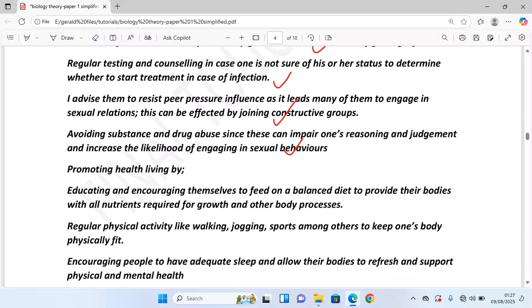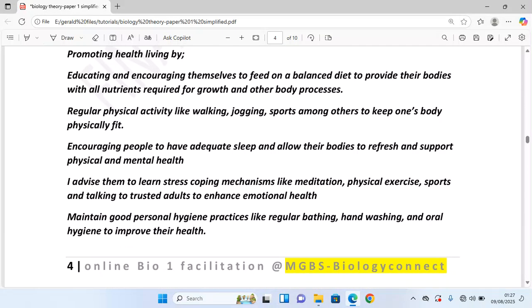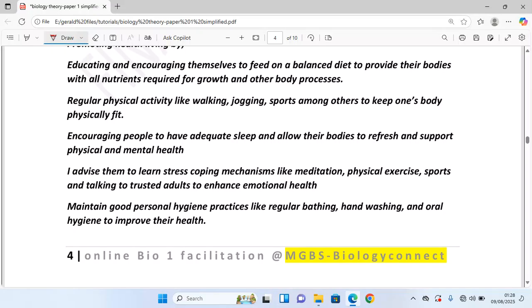But remember, our mandate was talking about promoting healthy living, and we brought the concept of promoting healthy living by educating and encouraging themselves to feed on a balanced diet, to provide their bodies with all nutrients required for growth and other body processes. Regular physical activity like walking, jogging, sports, among others, to keep one's body physically fit. Encouraging people to have adequate sleep and allow their bodies to refresh and support physical and mental health.